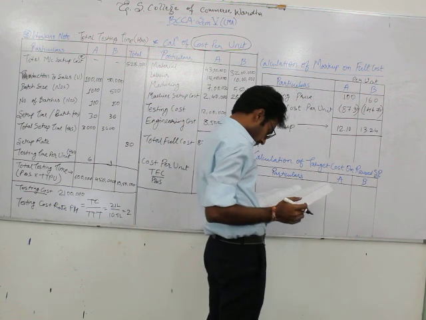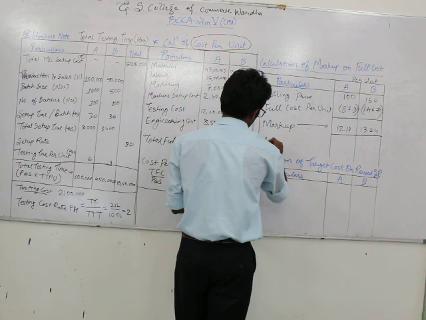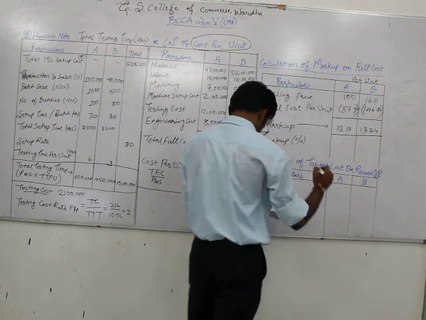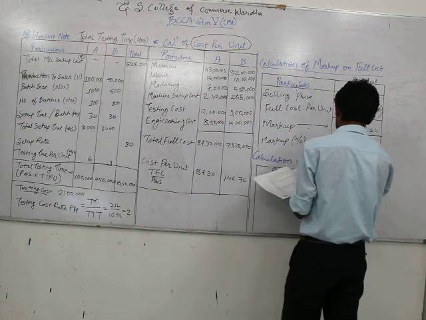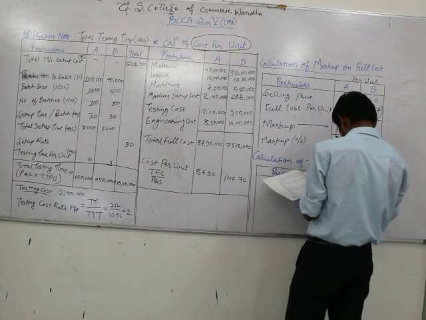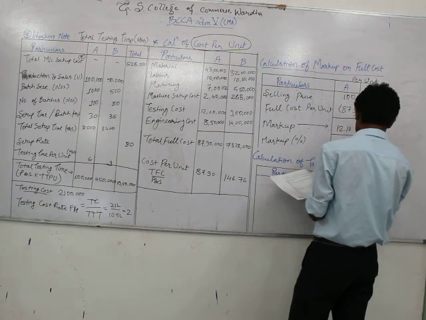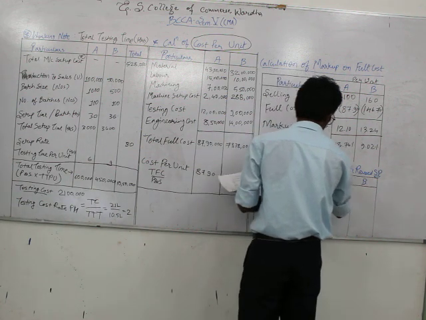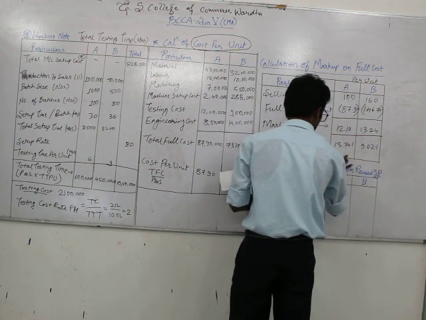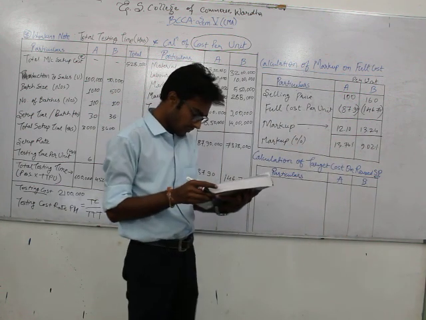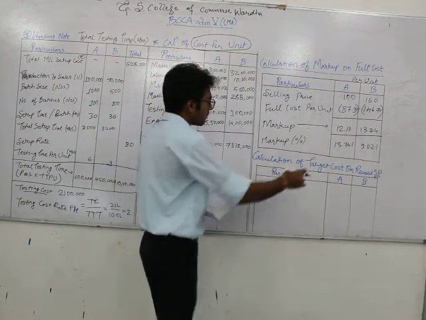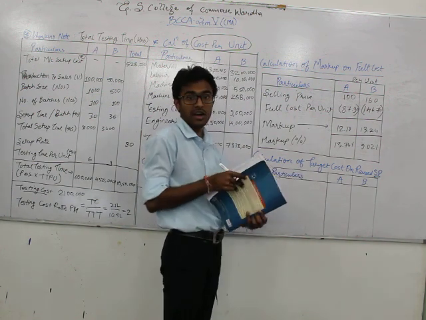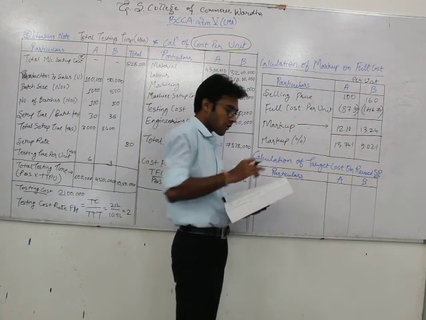That is markup in percent, and this will be 13.76% and 9.02%. Okay. This is how you can get your markup percentages. And after that we will be calculating the target cost on revised selling price. This column is for the second sub question.